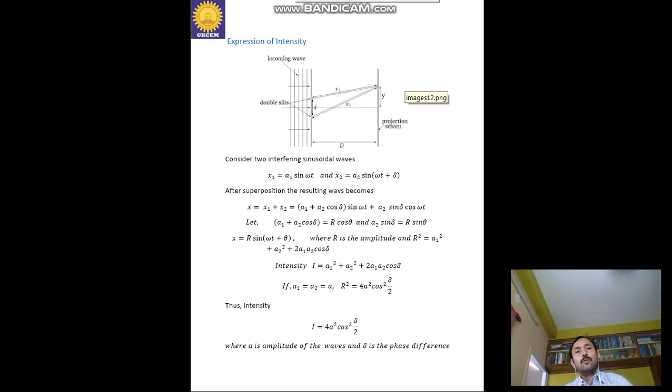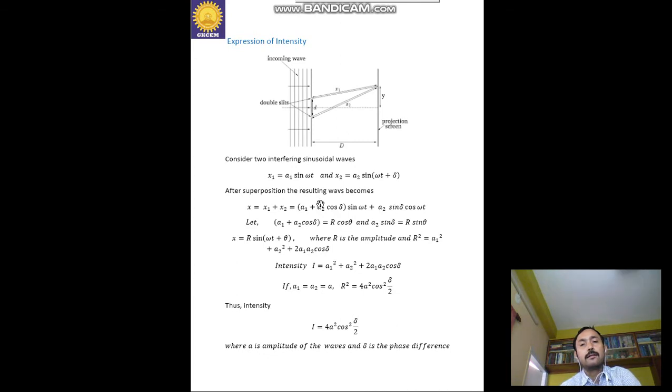Now we will come to the expression of intensity. Here in Young's double-slit experiment, the sources are separated by a small distance d and the source and the screen are separated by a distance capital D. Consider two interfering sinusoidal waves, x1 = A1 sin ωt and x2 = A2 sin(ωt + δ), superimposing each other, with a phase difference of δ.